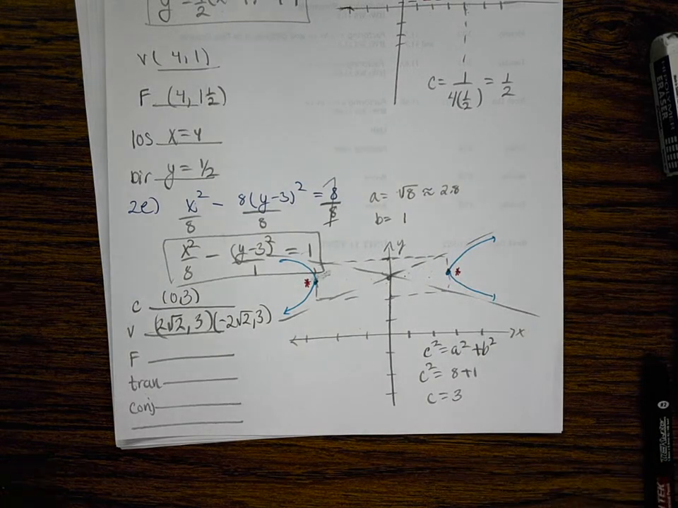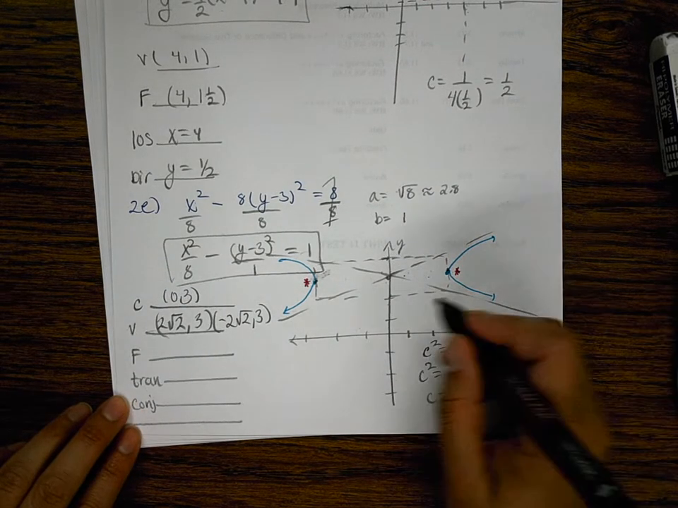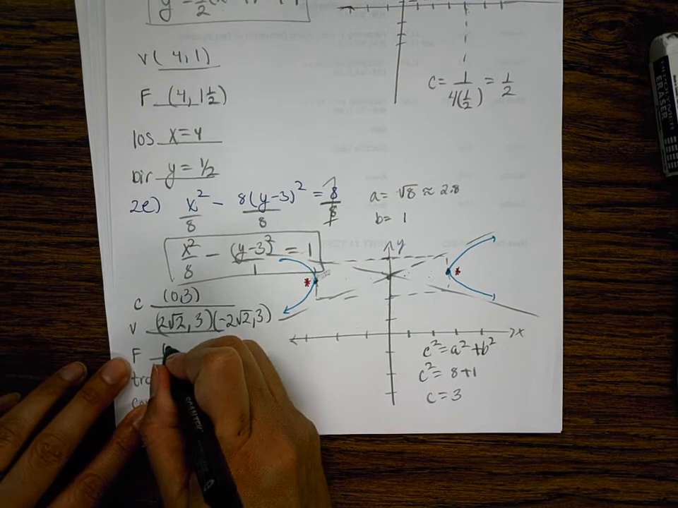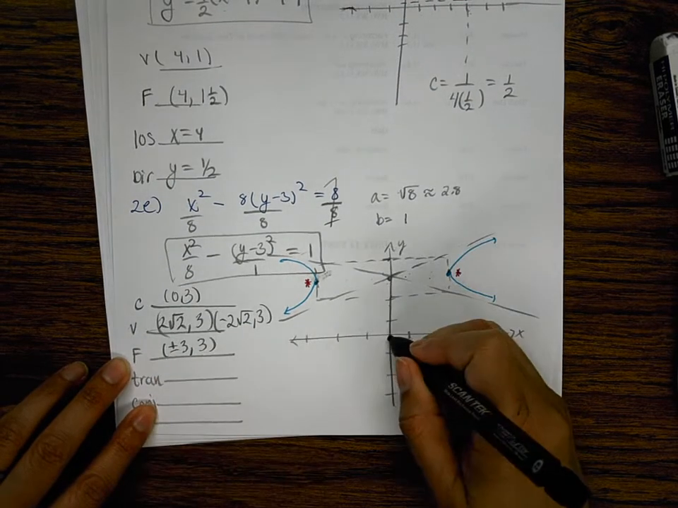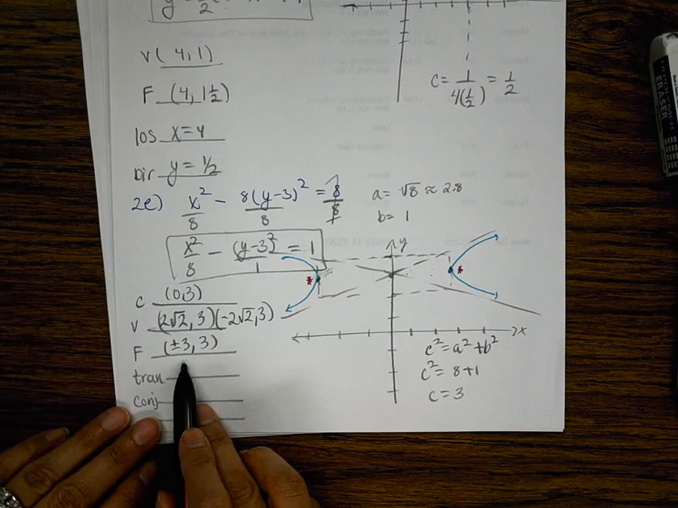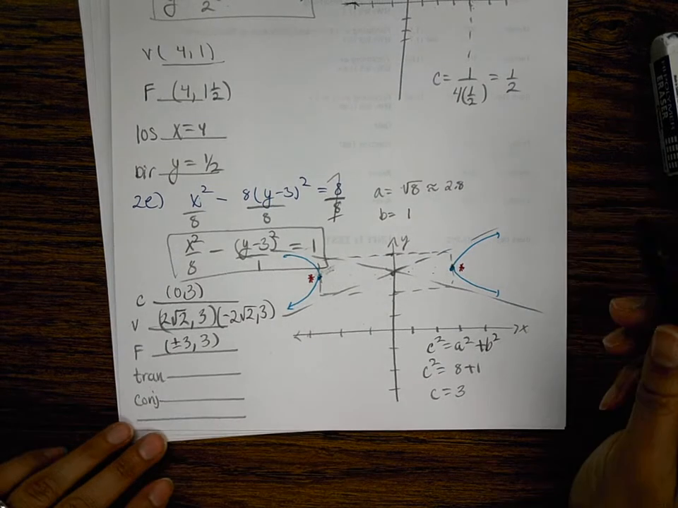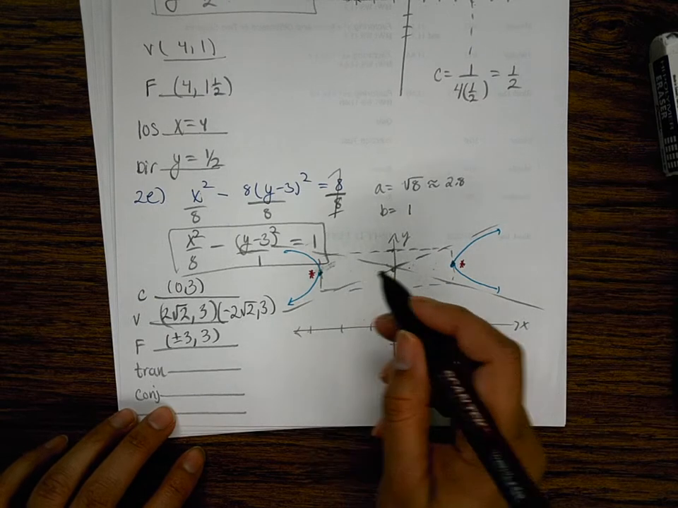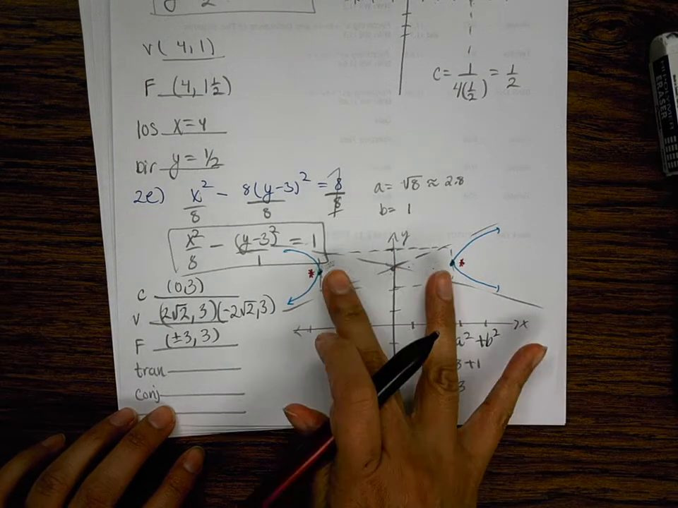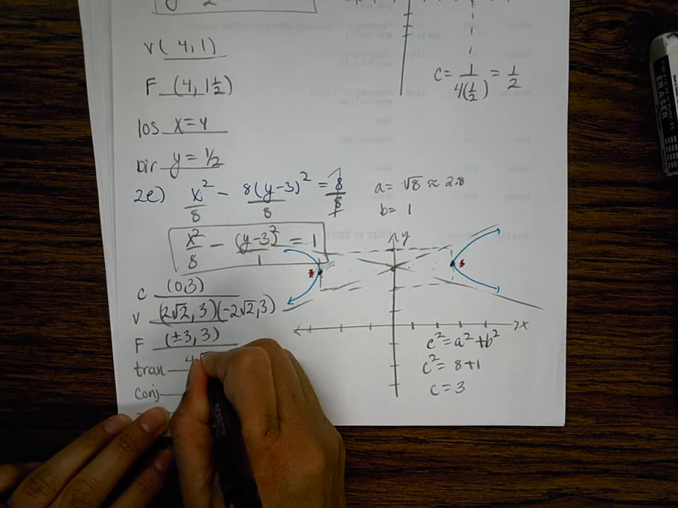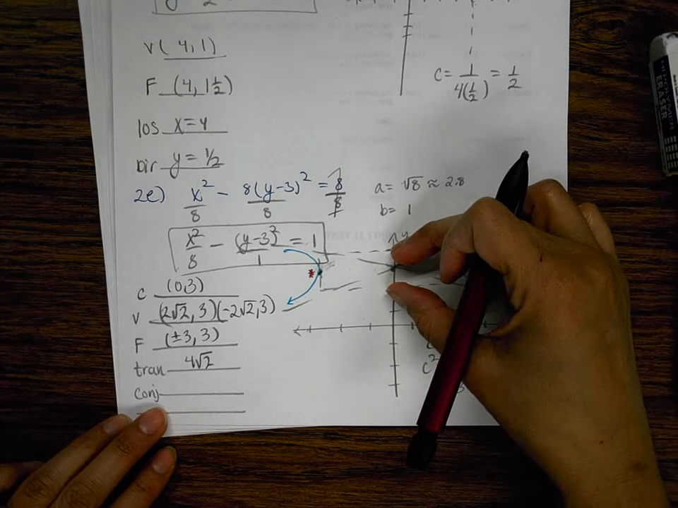All right, so I went right 3 and left 3 from the center. So that would be plus or minus 3 comma 3. Right 3 up 3, left 3 up 3. If you write that as 2 separate points like I did earlier, that's perfectly fine. Okay, transverse axis is the one between my 2 dots, not my 2 stars, my 2 dots there. And that was 2 root 2, right 2 root 2, left 2 root 2, a total length of 4 root 2. Conjugate here, I went up and down 1, that's a total length of 2.